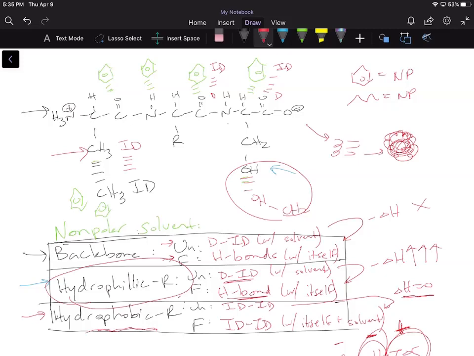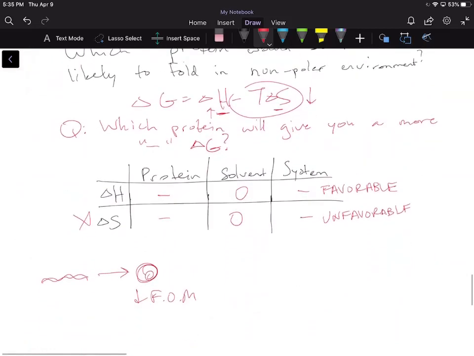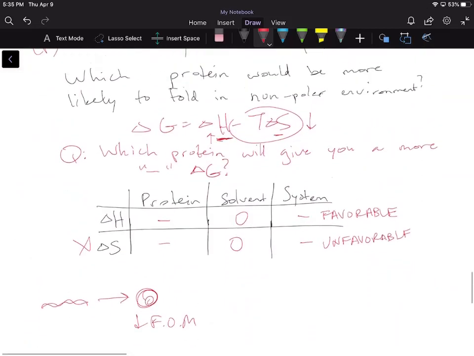So the key idea here is that if I can have more hydrophilic R groups or more polar R groups, I can make my delta H more negative. And if I can make my delta H more negative, okay, remember we said that we can either make this one smaller or make the delta H more negative, we'll get a more negative delta G. So in this case, we can manipulate the delta H, okay?